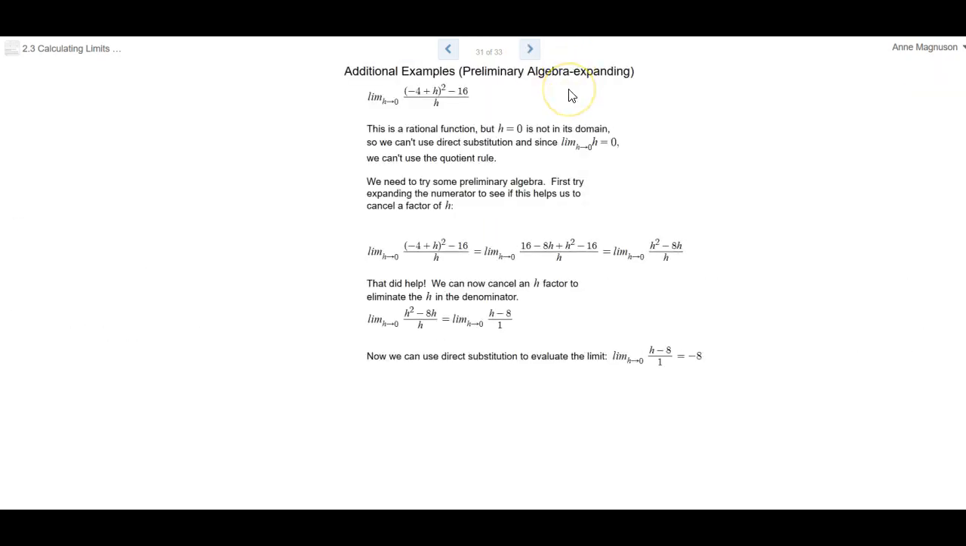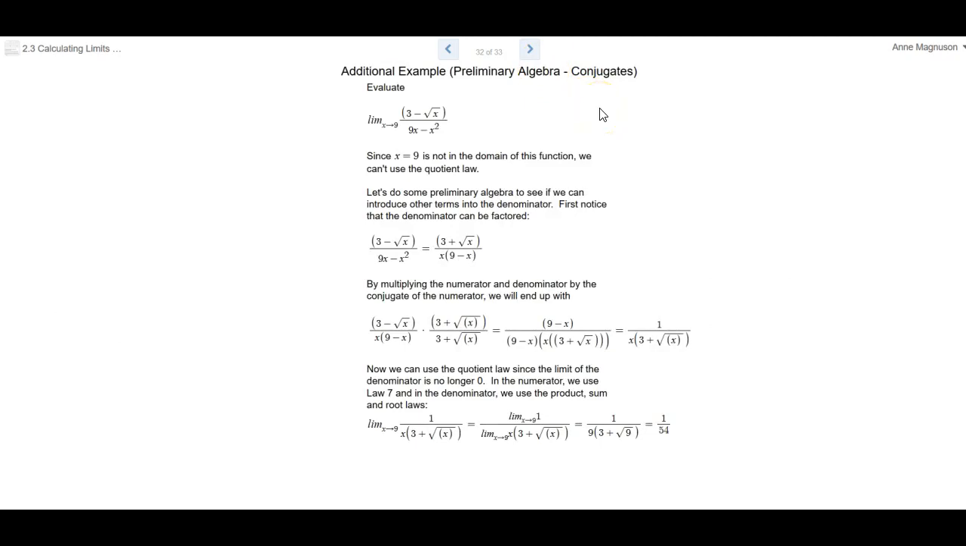Here are some additional examples that show how you need to use preliminary algebra. Remember, given this problem, you can't just use the quotient law because the denominator has a limit of 0. But if you expand that numerator, you'll see that those 16s cancel and that you can cancel a common factor of h from the numerator and denominator. Then the denominator is no longer 0, and you can just evaluate that by direct substitution.